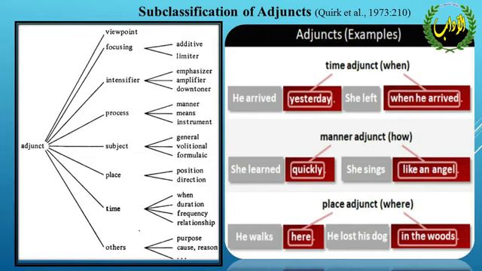For some examples related to these: time adjunct, using when. He arrived yesterday. She left when he arrived. Manner adjunct. She learned quickly. She sings like an angel. Place adjunct. He walks here. He lost his dog in the woods.